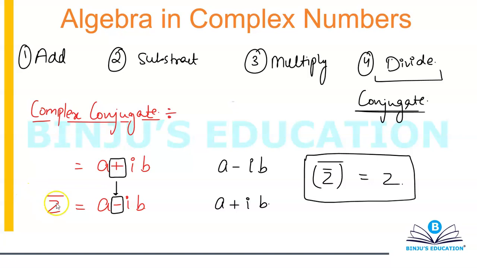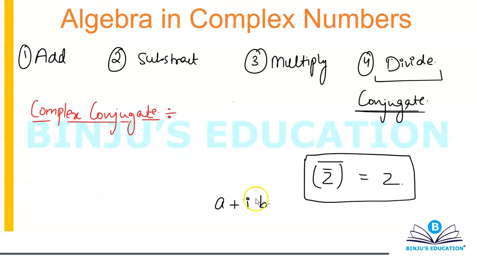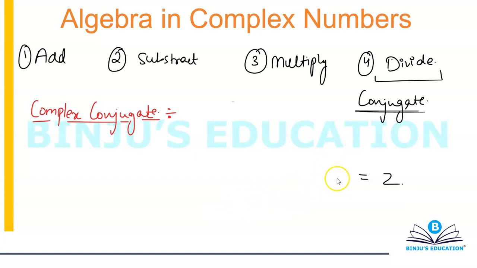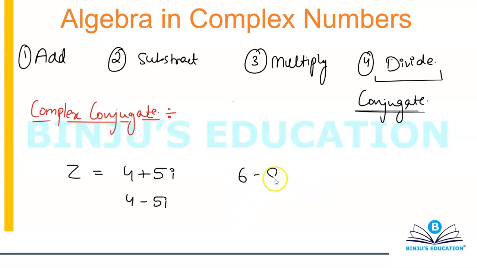Let's say, for example, I have a complex number 4 plus 5 iota. Then the complex conjugate is 4 minus 5 iota. Let's take some other number, why 4 and 5 only? Let's say I have a complex number 6 minus 8 iota. This will become 6 plus 8 iota.